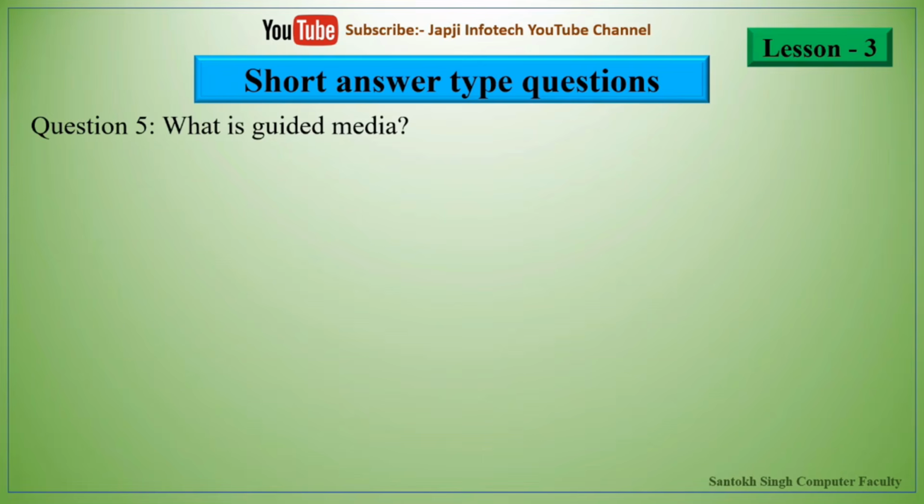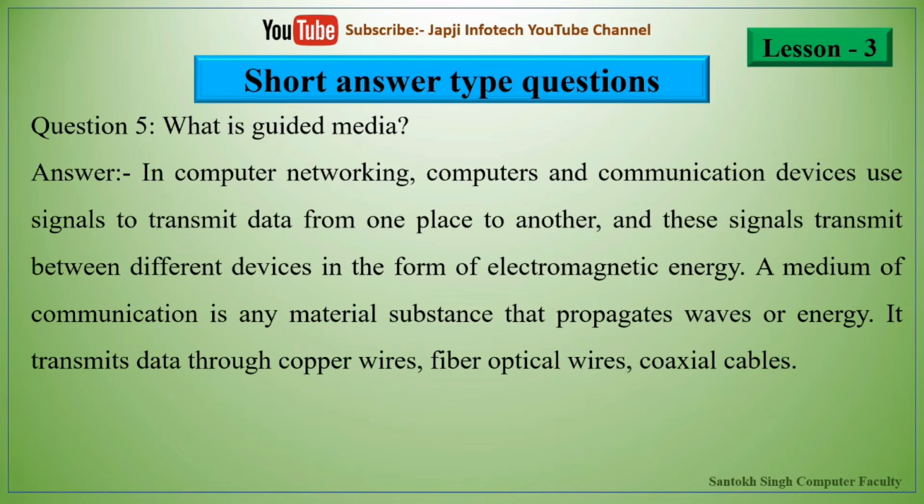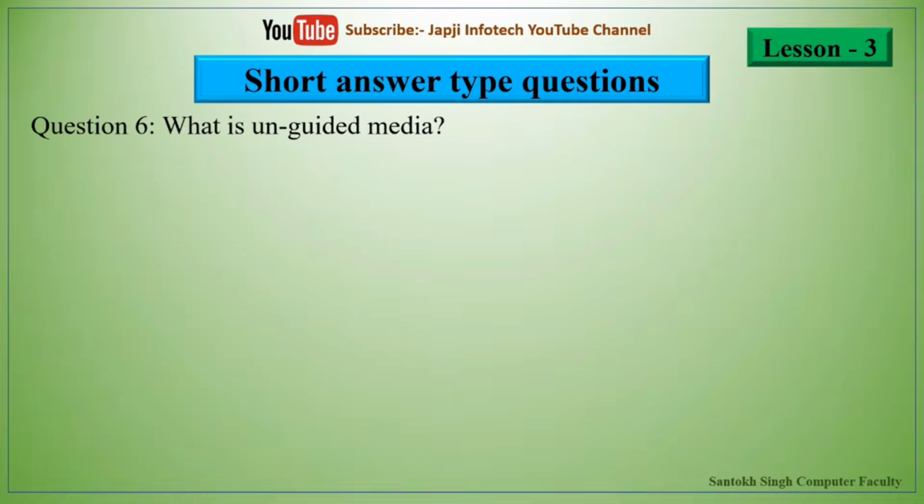And our fifth question is, what is guided media? In computer networking, computers and communication devices use signals to transmit data from one place to another, and these signals transmit between different devices in the form of electromagnetic energy. A medium of communication is any material substance that propagates waves or energy. It transmits data through copper wire, fiber optic wire, and coaxial cables. So the sixth question is, what is unguided media?